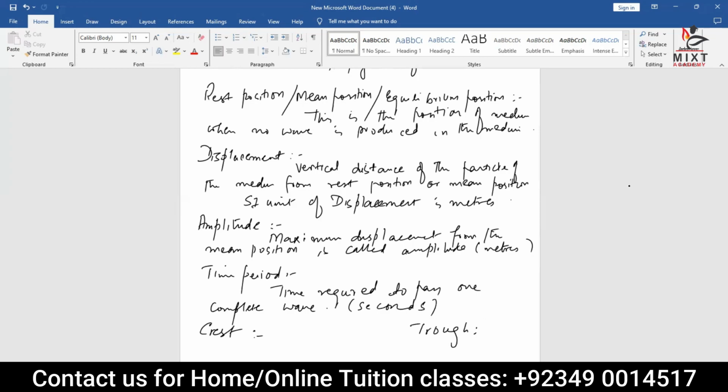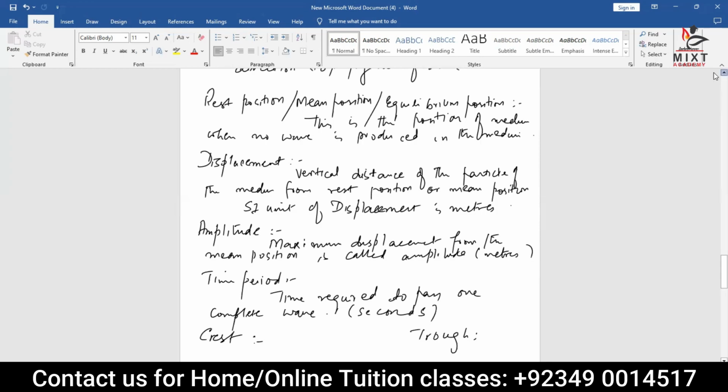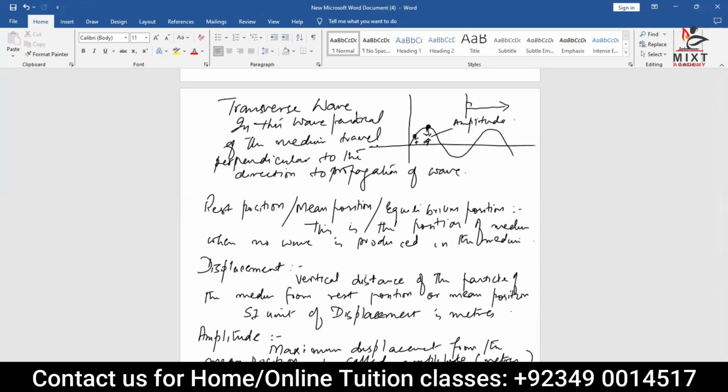Wait, can I say one thing quickly? Yes, please. Can you explain to me again what you meant by equilibrium? It's the equilibrium position, this one. This straight line is called the equilibrium position, a position where no wave is produced, when there is a smooth medium. What I wrote is, this is the position of a medium when no wave is produced in the medium. Okay.